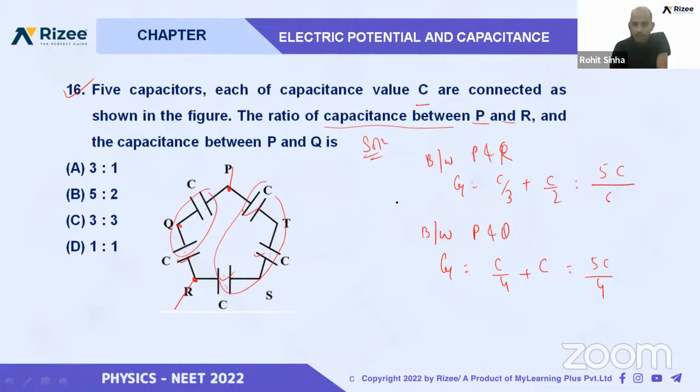Now we have to take the ratio of both of them. It will be 5C by 6 and 4 by 5C. You will solve it and you will get the answer.